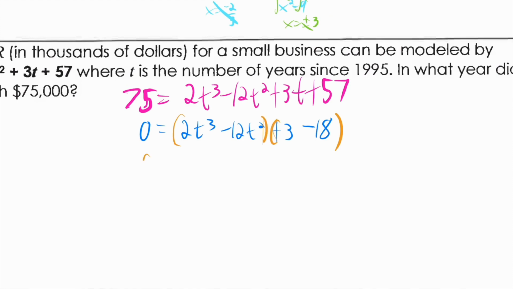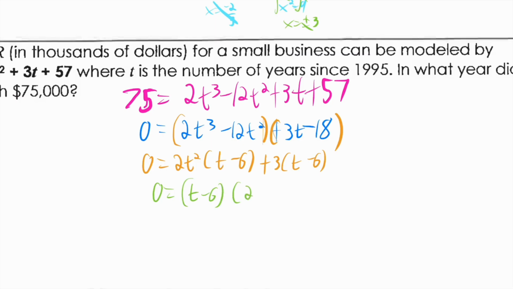Look for a GCF of each group. The first group has a GCF of 2t squared, leaving us with t minus 6 inside. The second group has a GCF of positive 3, leaving us with t minus 6. Those match, that's good. If they don't, we did something wrong. So we have t minus 6 as one factor, and 2t squared plus 3 as our other. I'm making sure to have my t's have tails at the bottom to differentiate them from the plus signs.